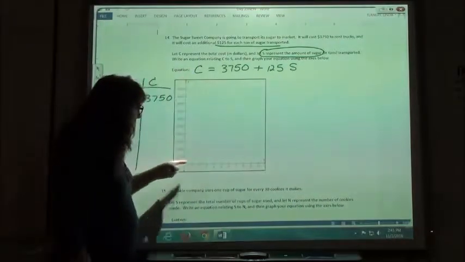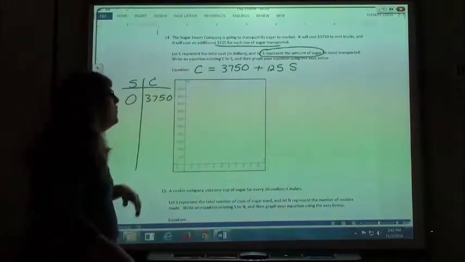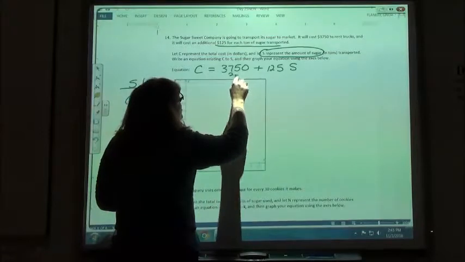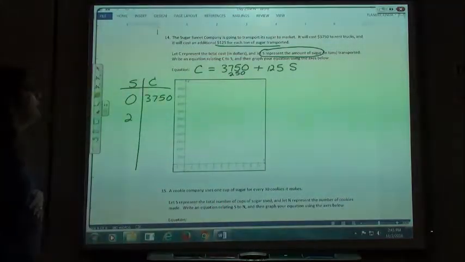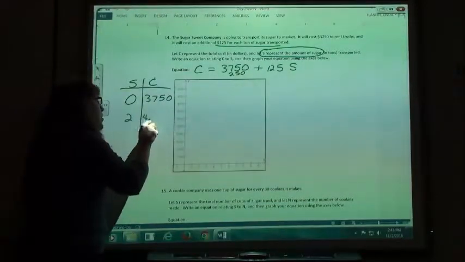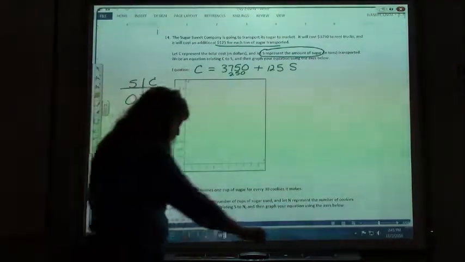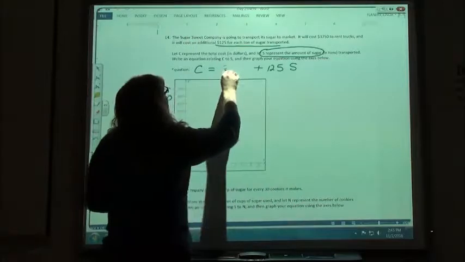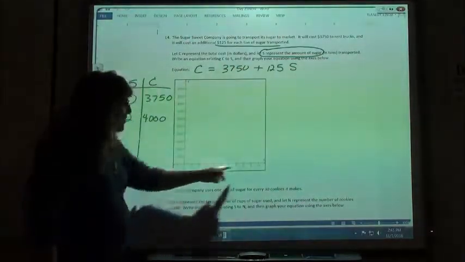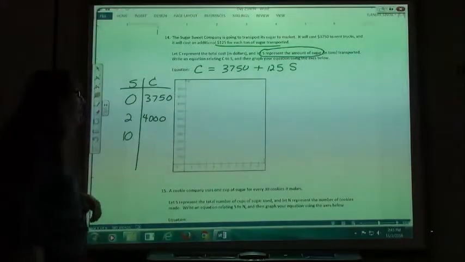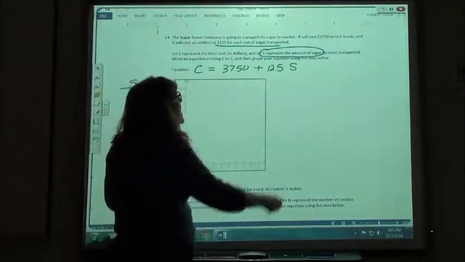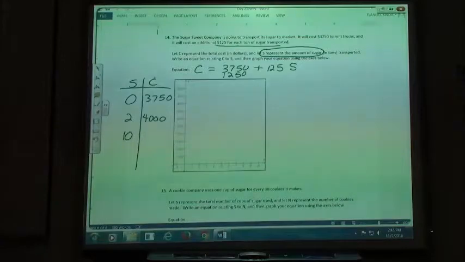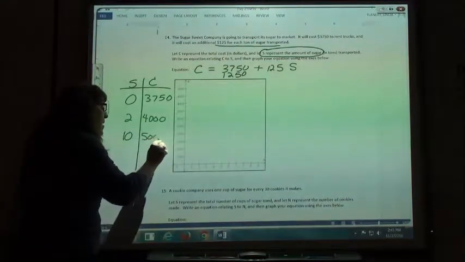I'm then going to use nice easy numbers. Here again, they go from 1 to 10. For example, if I just pick a 2, 125 times 2 would be 250. If I take 3,750 plus my 250, I'm going to get 4,000. And 10's always nice and easy to use, or somewhat easy to use anyway. If I take 125 times 10, I'm just adding a 0, so 1,250. I'm going to add that to my 3,750, and that's going to give me 5,000.